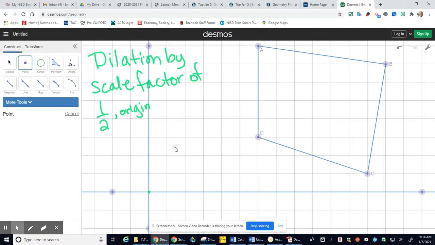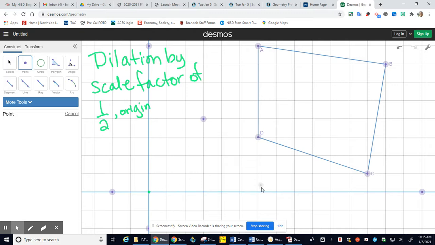We need to count. That's basically what we need to do. So how far away is point A from this point? It's 1, 2, 3, 4, 5, 6 units to the right, and 1, 2, 3, 4, 5, 6, 7, 8 units vertically. So 6 over 8 up. Half of that is going to be 3 over 4 up. So we're going to put a point right here at 3 over 4 up.